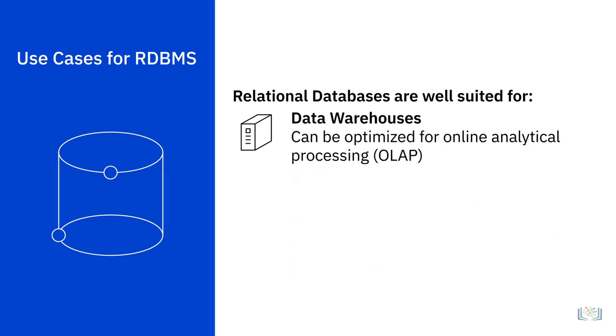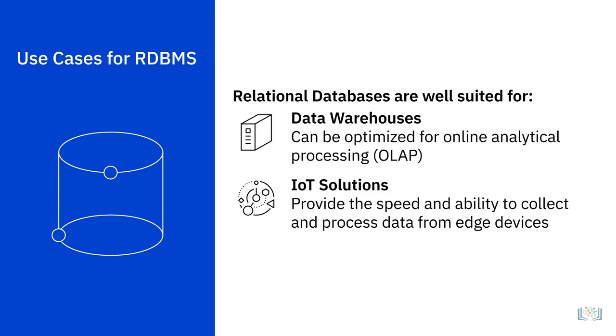Data warehouses. In a data warehousing environment, relational databases can be optimized for online analytical processing, or OLAP, where historical data is analyzed for business intelligence. IoT solutions. Internet of Things, or IoT solutions, require speed as well as the ability to collect and process data from edge devices, which need a lightweight database solution.